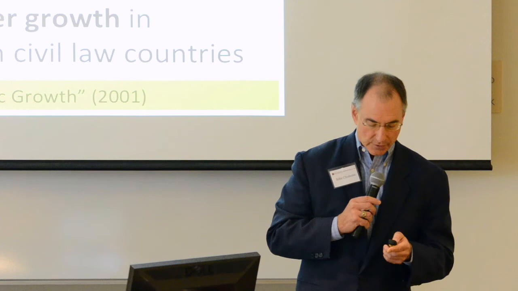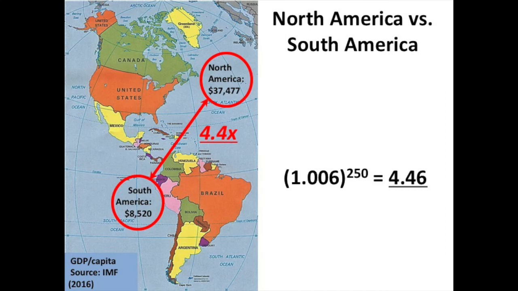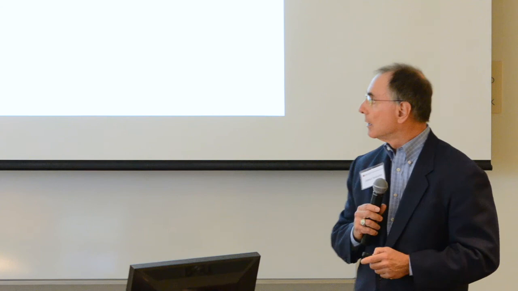And to see that, take a look at North America versus South America. North America, of course, has primarily inherited common law traditions from Britain, in the USA and in Canada. South America has primarily inherited civil law traditions from Spain. Well, the per capita income in North America is $37,000. In South America, it's $8,500, according to the IMF. Well, that's a factor of 4.4 difference.